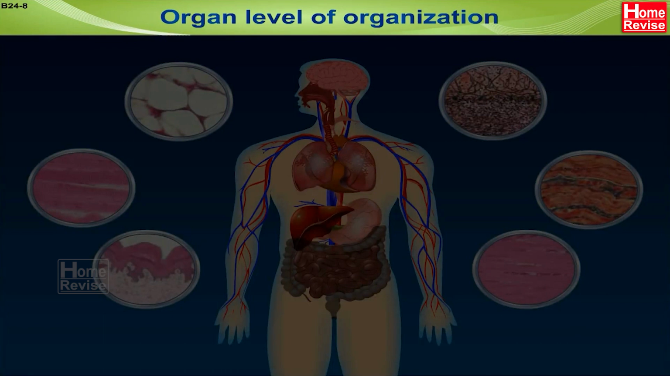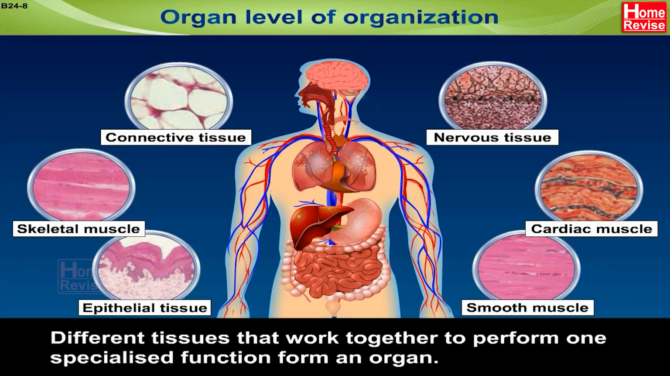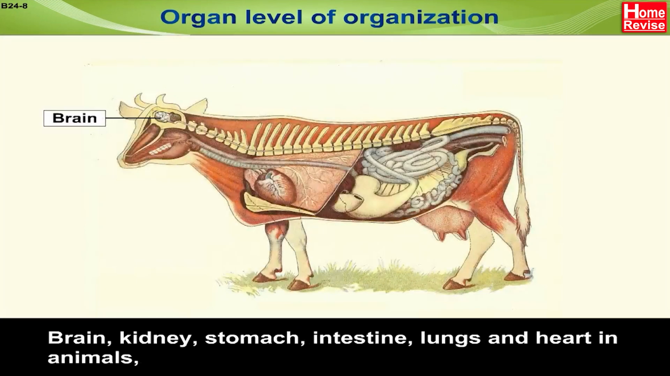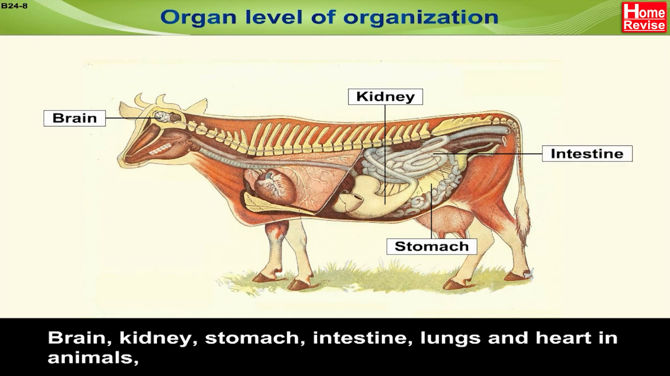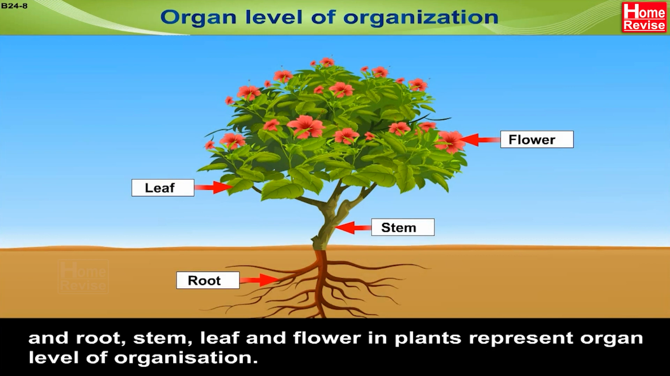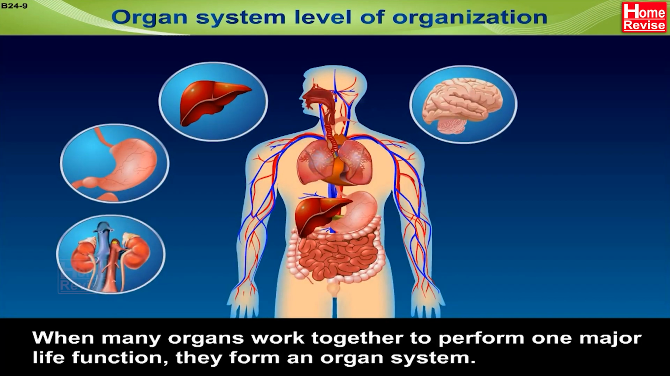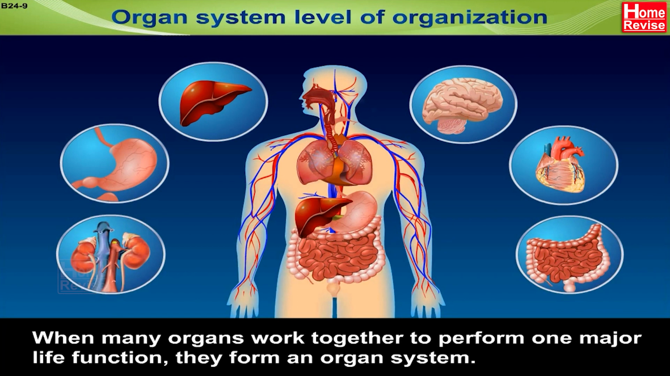Organ level of organization. Different tissues that work together to perform one specialized function form an organ. Brain, kidney, stomach, intestine, lungs, and heart in animals, and root, stem, leaf, and flower in plants represent organ level of organization. Organ system level of organization. When many organs work together to perform one major life function, they form an organ system.